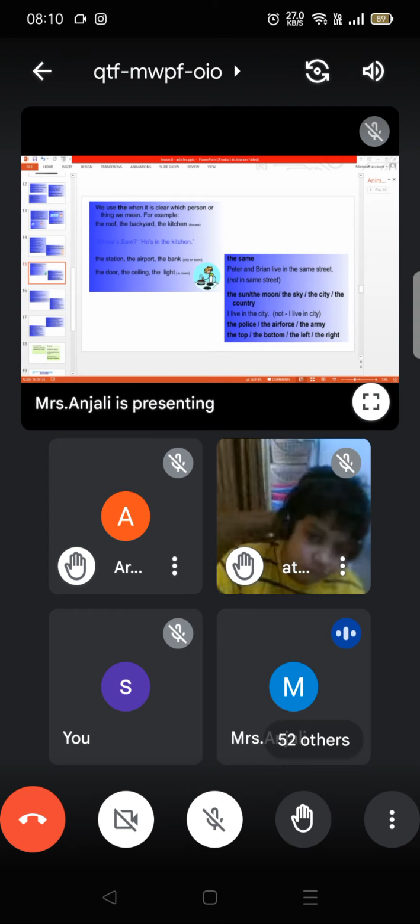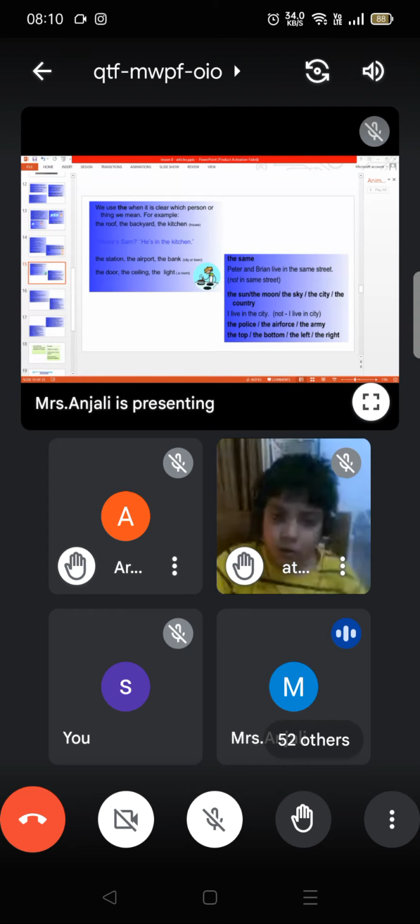See now here, in the first example, it is clearly highlighting he is in the kitchen. So we are talking about the home kitchen. That is becoming a particular thing.